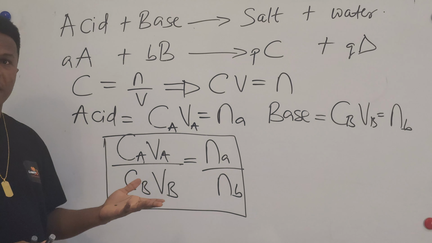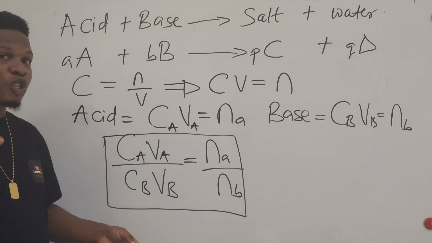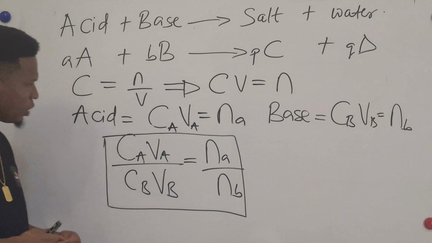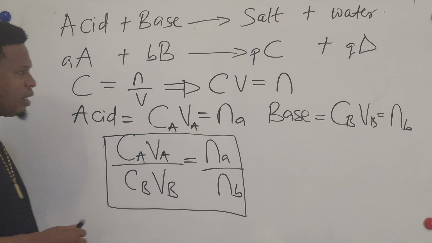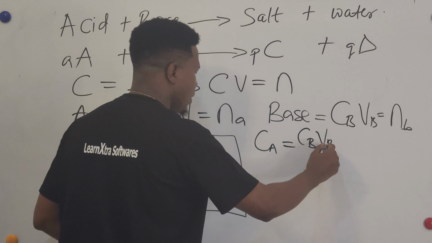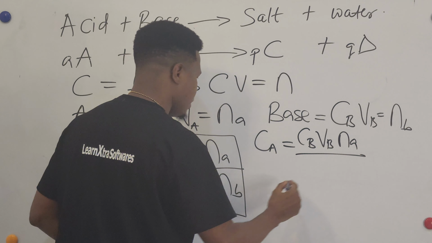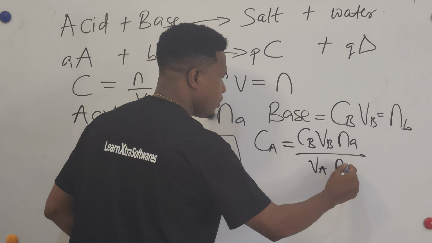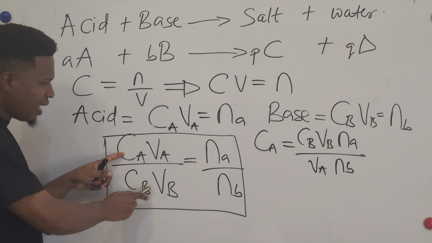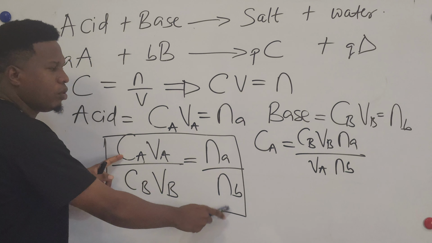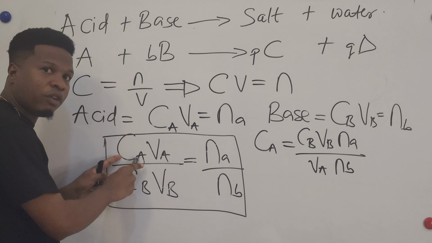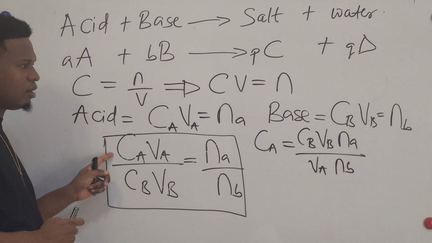You can make any one subject of formula. I hope you know how to make something subject of formula. If you don't know how to do that, let me assist you. Let's try to make Ca subject of formula here. If I do that, Ca becomes CbVb na all over Va and nb. Do you understand how this happened? I'm looking for Ca. So I will do this times this divided by these two. When you cross, the one you cross first, you multiply. Then the other one that is close to the one you are trying to make subject of formula, you now divide it with that.